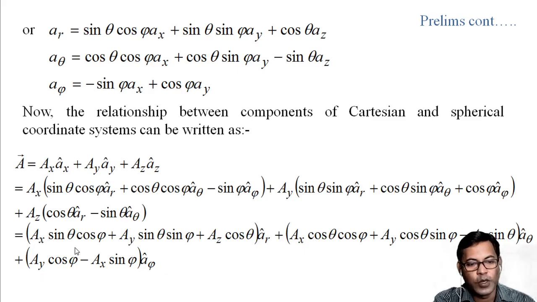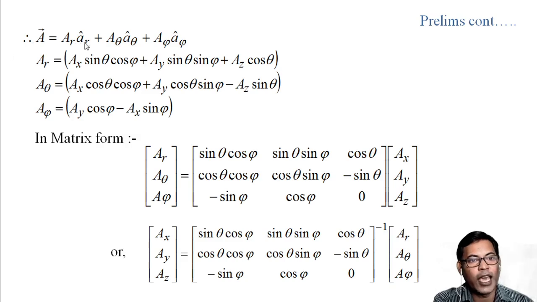This total term can be represented as capital AR, the next total term as A theta, and this term as A phi. So here A equals AR, a theta, a phi, where AR equals this term, A theta equals this term, and A phi equals this term. We can get these from this equation. Now this equation can be represented in matrix form, because if we know the matrix form, it will be easier to convert from the spherical to the Cartesian coordinate system or from Cartesian to spherical.